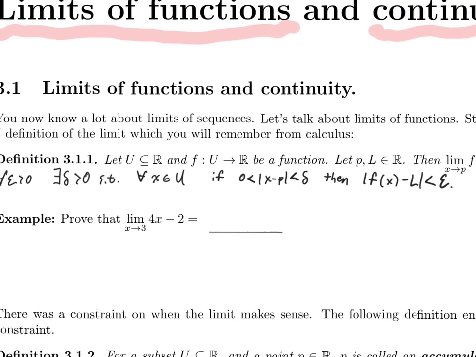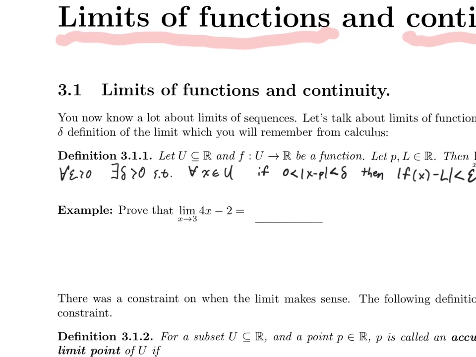So if you want to show something's continuous, you need to prove exactly this sort of statement. Let's just demo that. Let's prove that the limit as x approaches 3 of 4x minus 2 is equal to... So you should already have a pretty good idea what I'm going to put here, but let's just try thinking about it. So let's be intuitive.